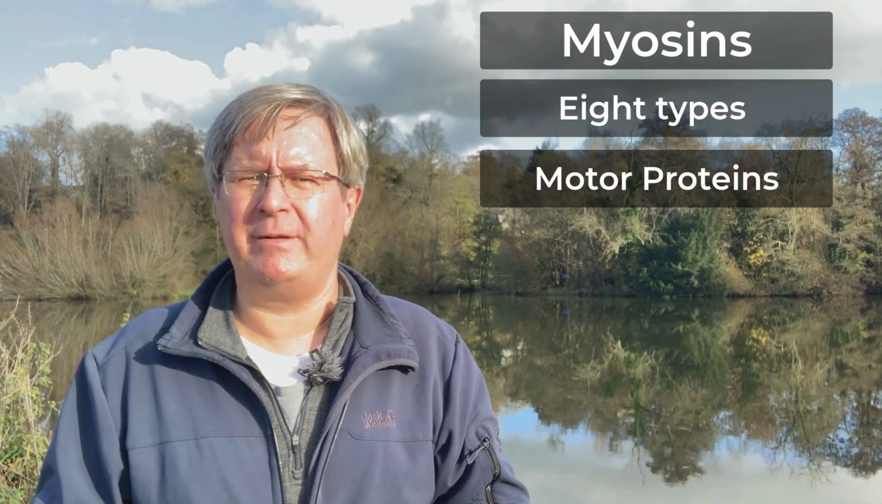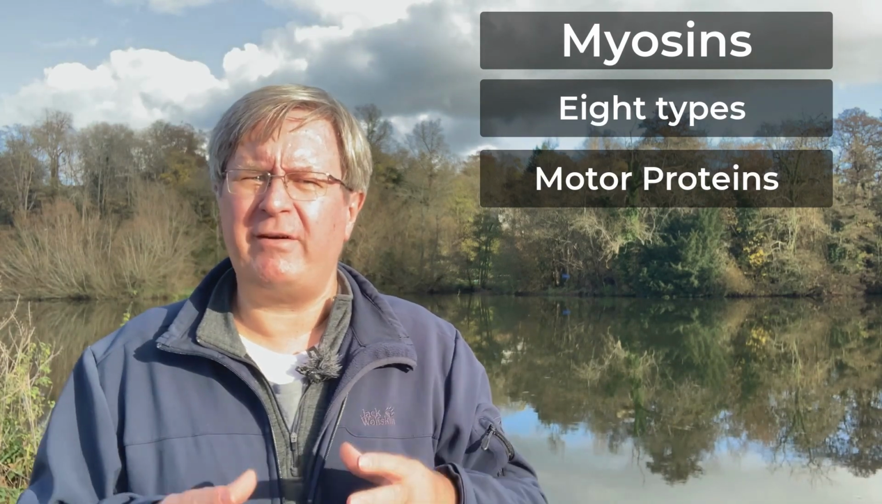Now, this nicely brings us to the myosins. The myosins, of which there are 8 different types, are motor proteins that use the energy from ATP to walk along the actin filaments. The myosin filaments are involved in muscle contraction and the movement of molecules and vesicles around the cell.